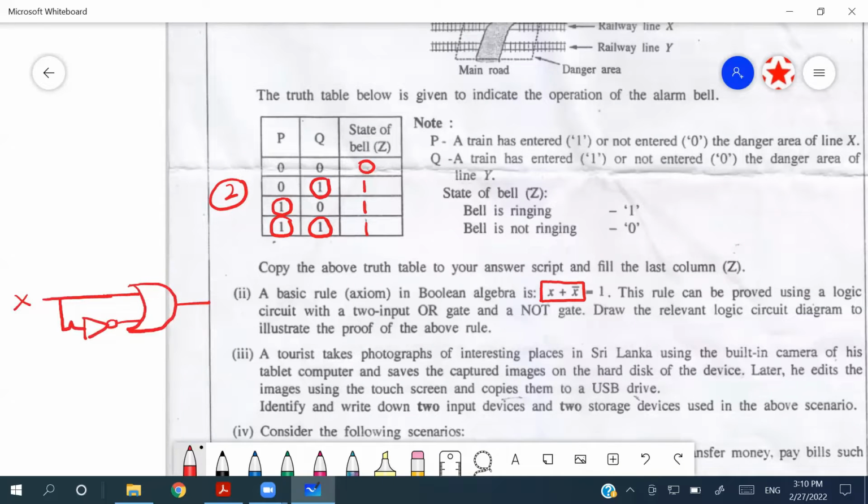So yeah, the line goes like this. That means this is receiving X and this is receiving X bar. So we're going to output X plus X bar as the final output. So if you go with this answer, then you are going to get another 2 marks. Is that clear, everyone? How we can maintain it?